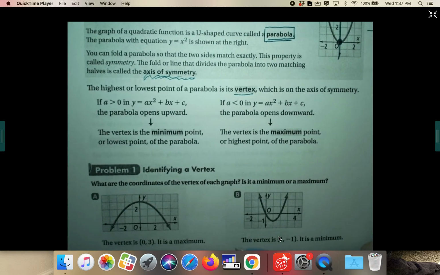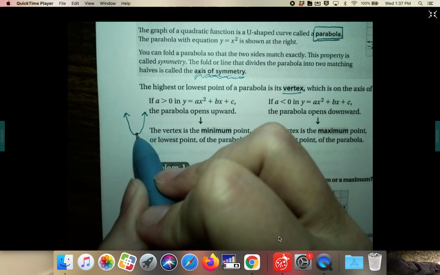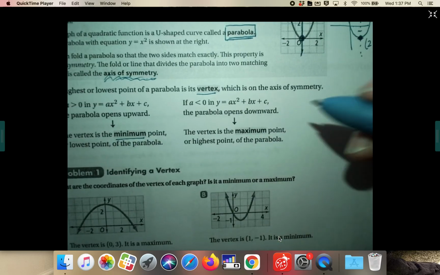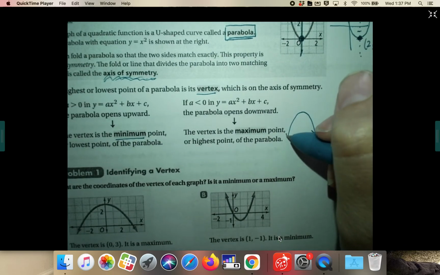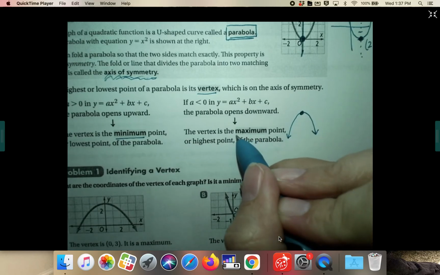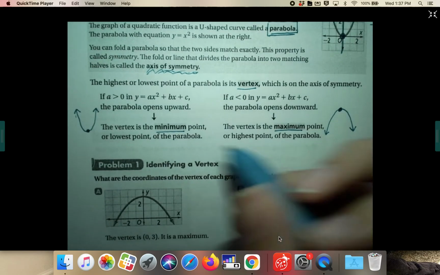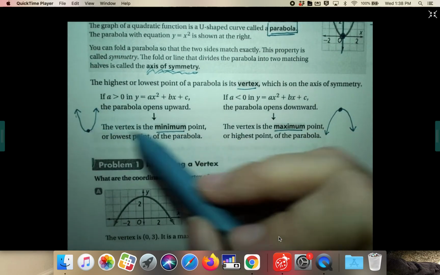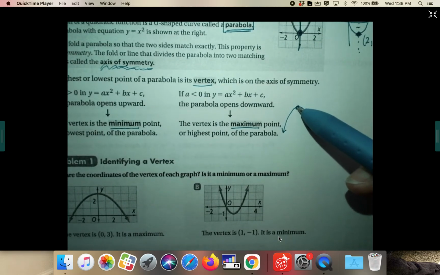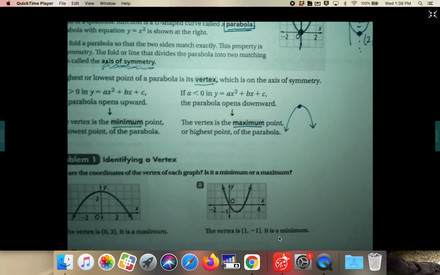Speaking of if it opens up or down, if it opens up like this, it would have a vertex that's at the lowest point, which makes it a minimum. If it is an upside down parabola, if it opens going down, then it would have a vertex up at the top, which would be its maximum point. So if it opens up, it's going to have a minimum vertex. If it opens down, it's going to have a maximum, and that just makes sense because once it gets to its highest point, it's going to turn and start going the other direction.